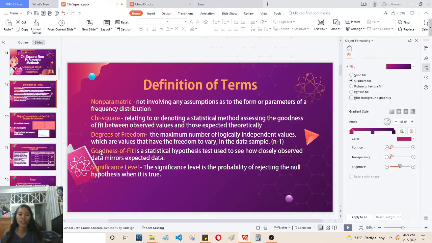Next, we have goodness of fit. It is a statistical hypothesis test used to see how closely observed data mirrors expected data. And next is significance level. The significance level is the probability of rejecting the null hypothesis when it is true.